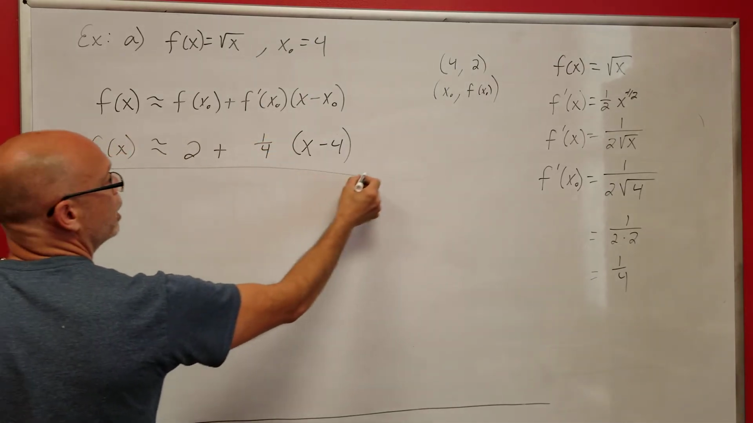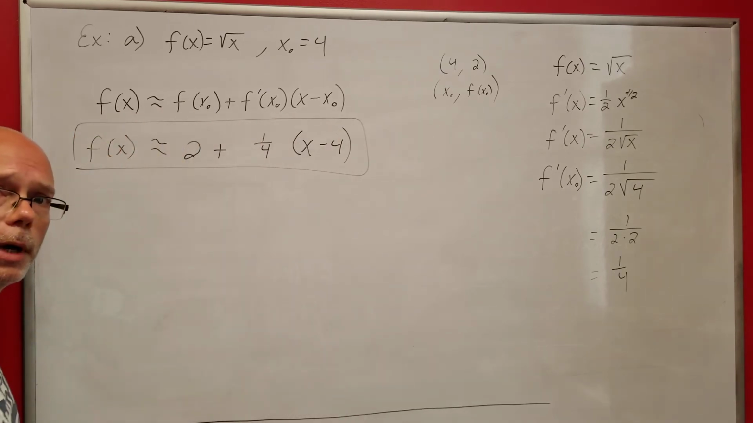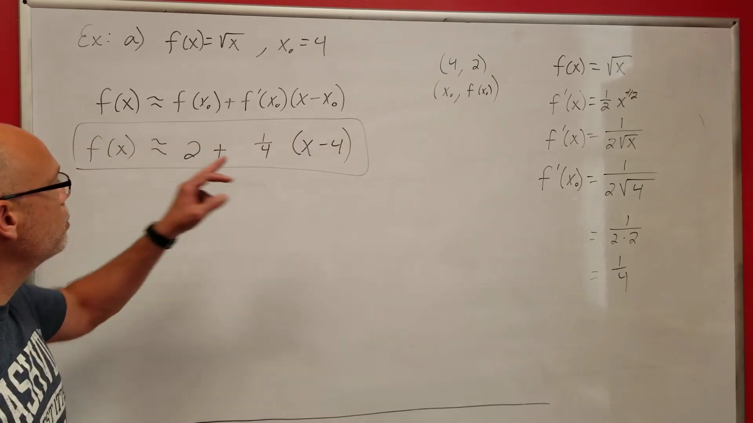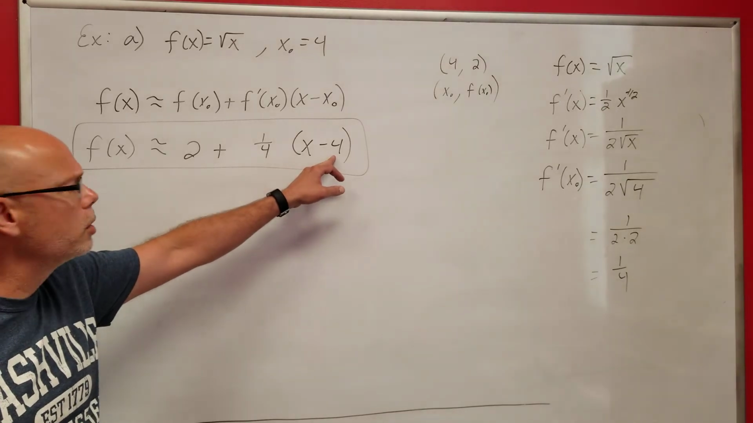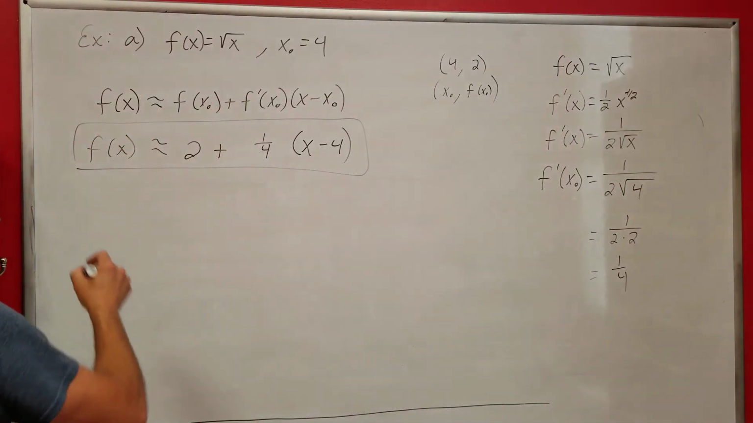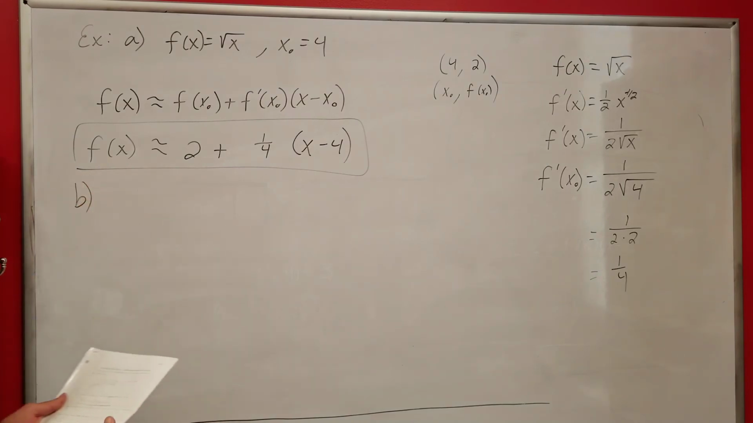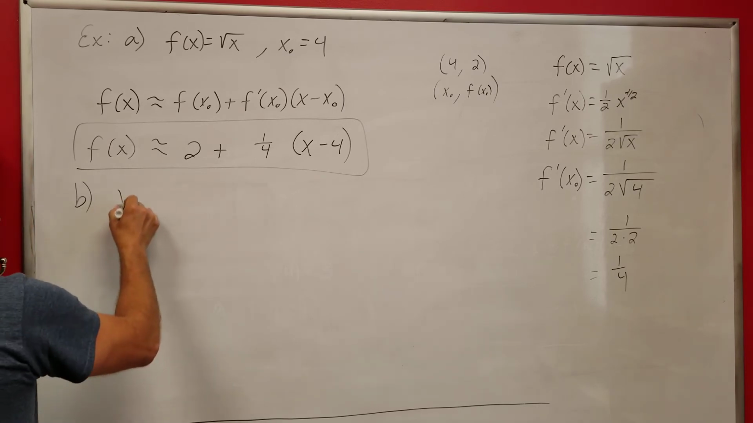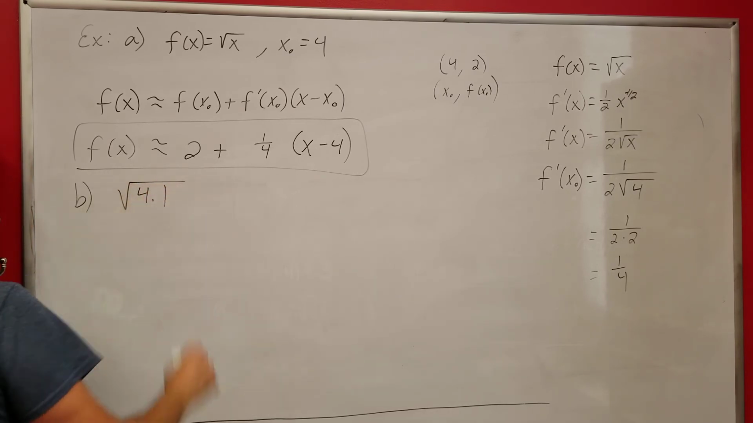That's what they wanted for part A, the local linear approximation. Now you might be thinking, well, let's distribute 1/4 through here. You could, but you're going to see why in part B we do not do that. Part B says, use that local linear approximation to approximate the square root of 4.1.